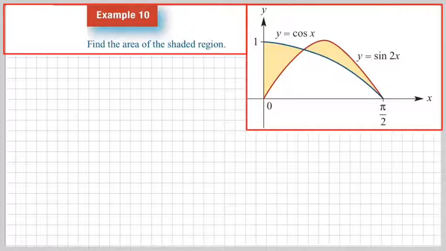What's this one here? Oh, that's a pretty strange looking beast, isn't it? It's the area of the shaded region. We've got y equals cos x, the blue one, and y equals sine 2x, the red one. So this one's got half the period of this one. That's why it's all behaving a bit strangely. So we've got to work out this yellow area in here.